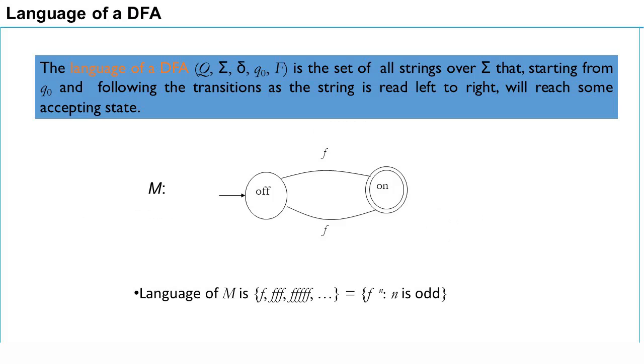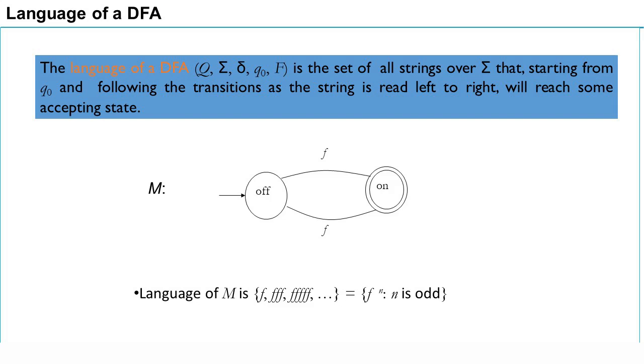Next, the language of a deterministic finite automaton. The language of a deterministic finite automaton is the set of all strings over the given alphabet which, starting from Q0 and following the transitions as the string is read left to right, will reach some accepting state.